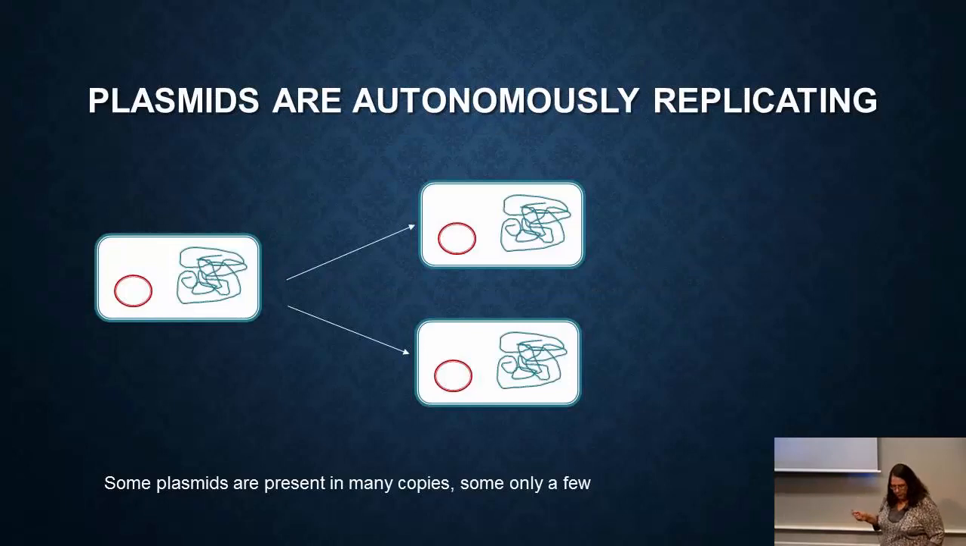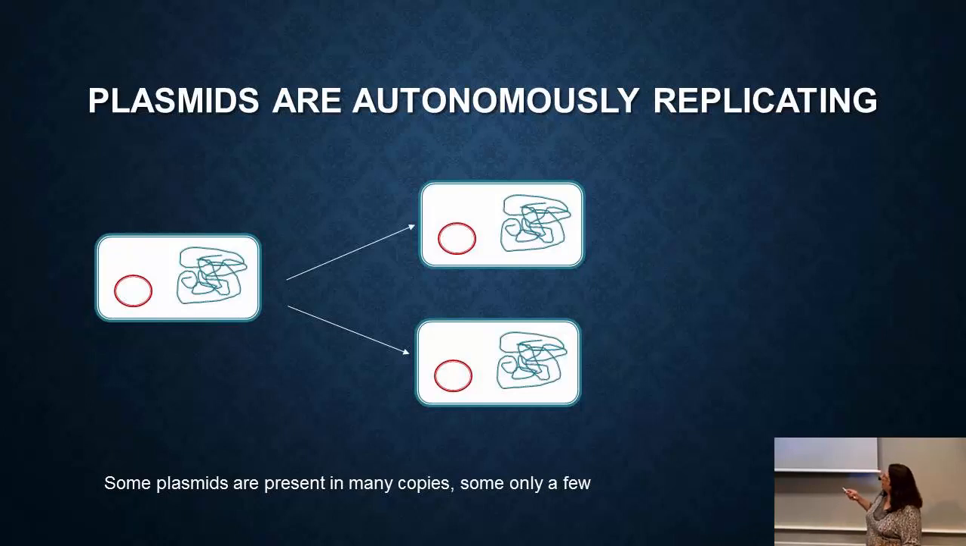So these circles that I've been drawing for the last week are plasmids. And plasmids aren't just a circle of DNA. They are a circle of DNA, but they also are autonomously replicating. What that means is they have sequences that allow them to copy themselves along with the bacterial DNA. So when the bacteria is growing and dividing, it will make a copy of itself so that both daughter cells get a copy of the plasmid.